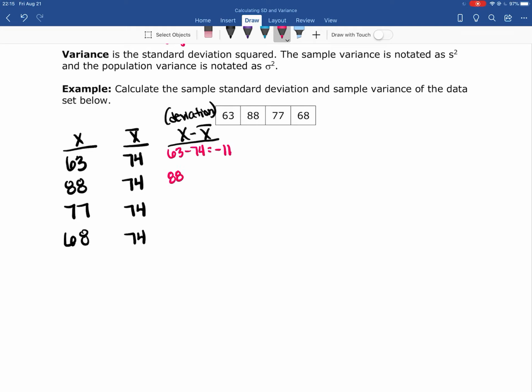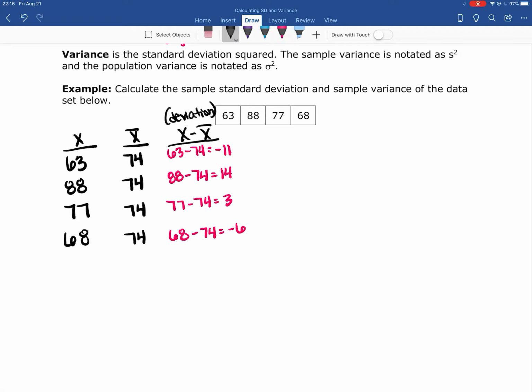Then I'm going to do this for the next data value. 88 minus 74 is 14. 77 minus 74 is 3. And 68 minus 74 is, I believe, negative 6, but again, I'm going to double check. Yes, it is. So these are my deviations, how far each value is from the mean.